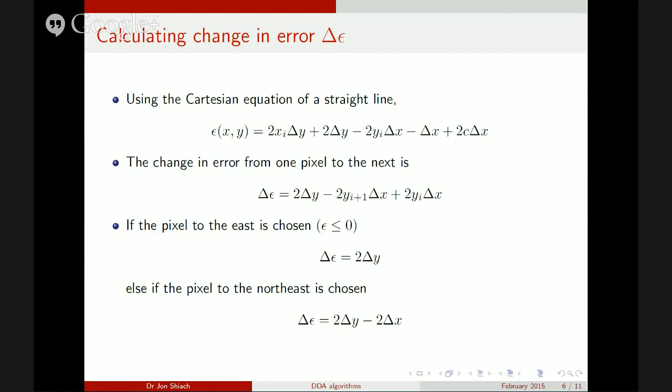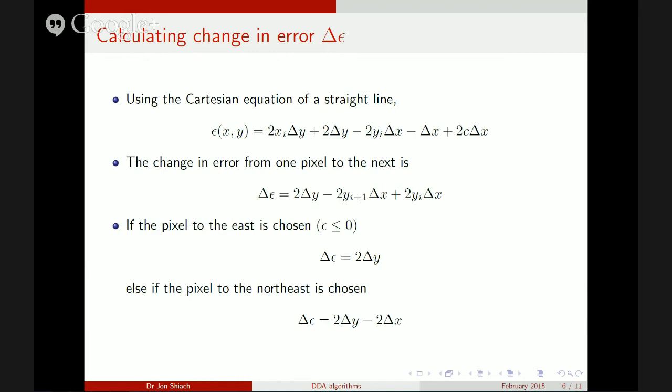And as you know, that's y equals mx. So m is the change in y divided by the change in x, plus c. That's our equation of a straight line. So delta y over delta x is our gradient, c is our y-intercept. Remember, we know what delta y and delta x are. That's just the distance in the x and y directions between the start point of our line and our end point.